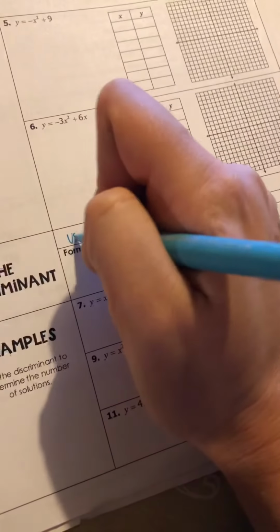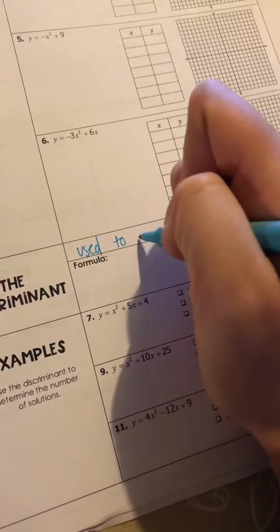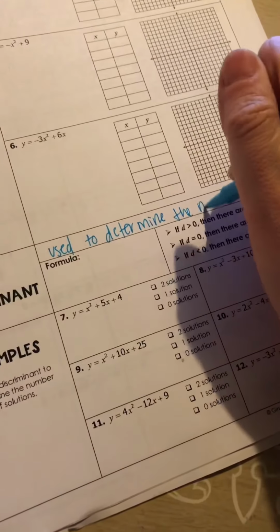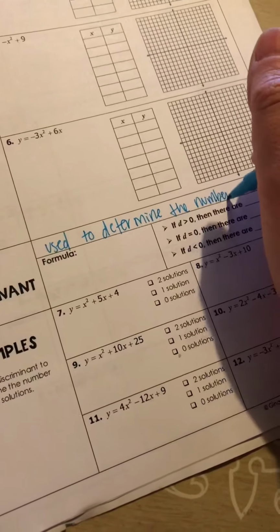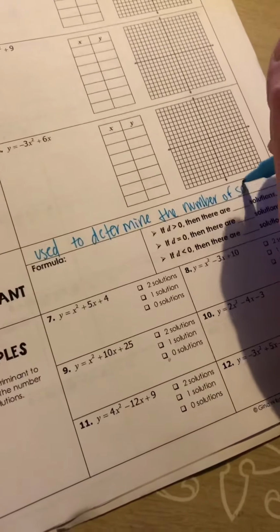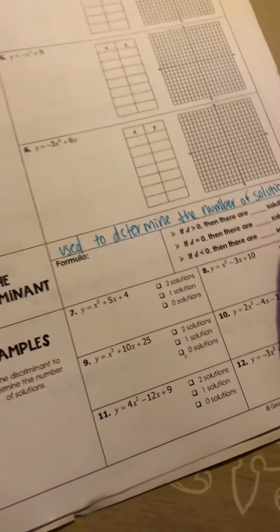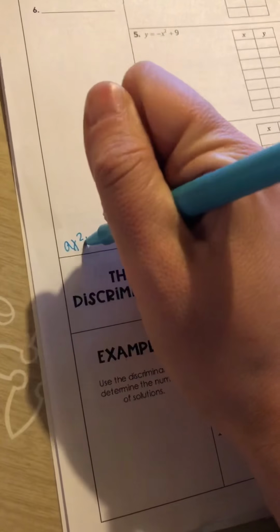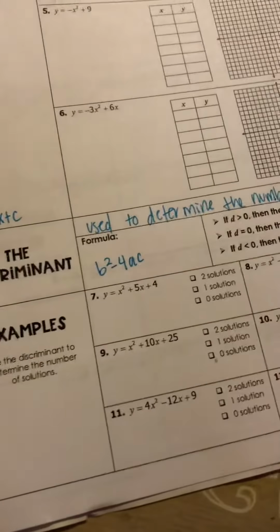So a discriminant is used to determine the number of solutions. It's just another vocab word. This I really like because I think it helps us. If you understand the discriminant, you can kind of just look at it. It's b squared minus 4ac. So just remember that we have ax squared plus bx plus c when we're in standard form. So that's what we're talking about when we talk about those variables.